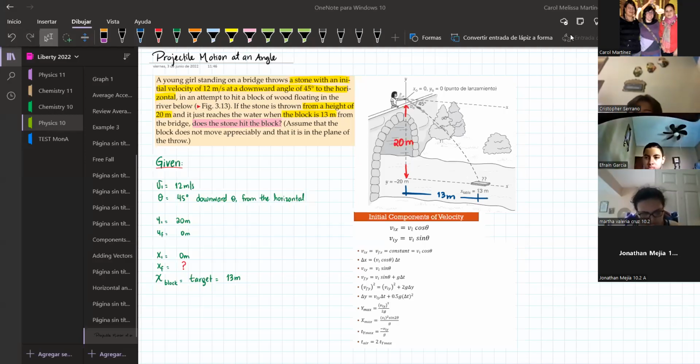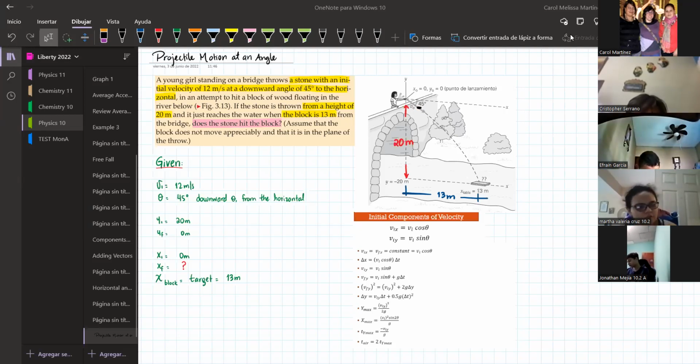Okay, as an introduction, like a warm up, I'm going to read the problem, and I already highlighted the givens and included the information in the picture that you see. Remember that the main object here in the problem is the rock, which is this one over here. So this problem is about a girl that is throwing the stone.